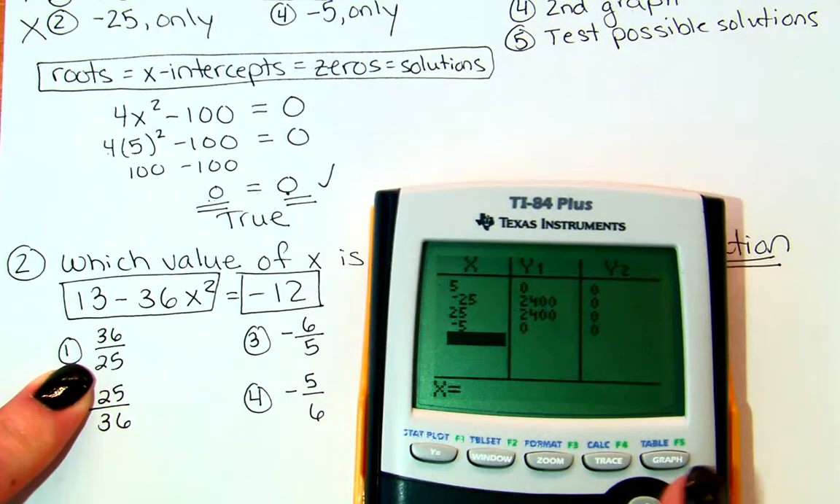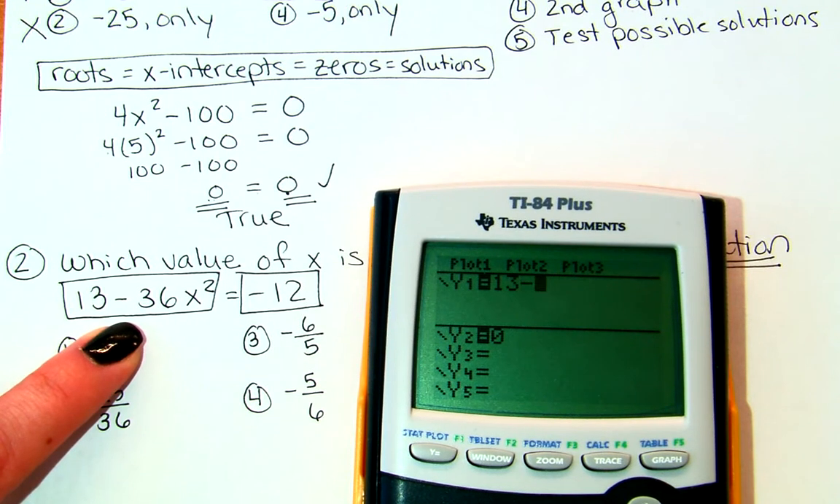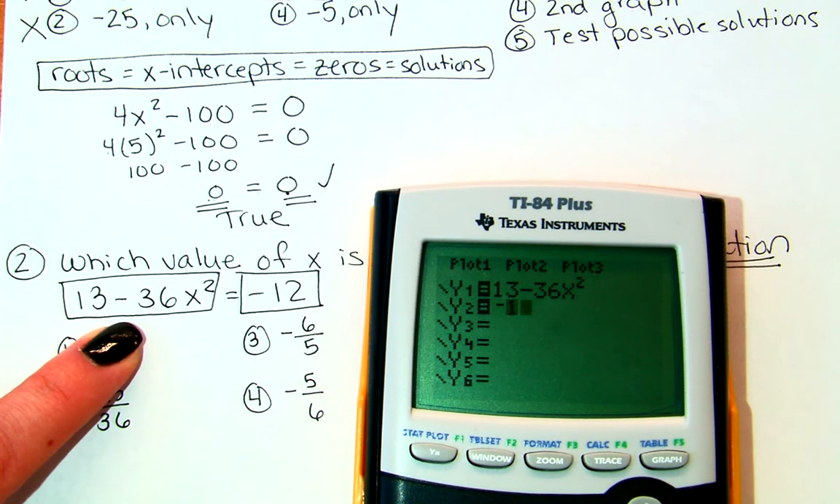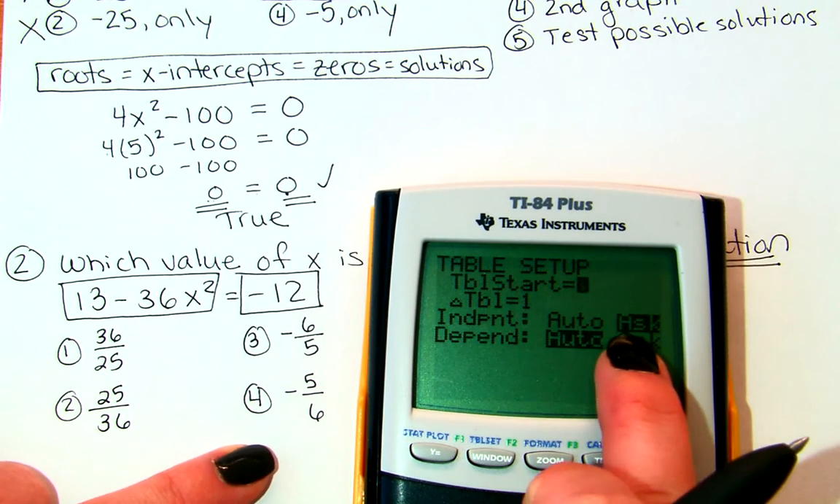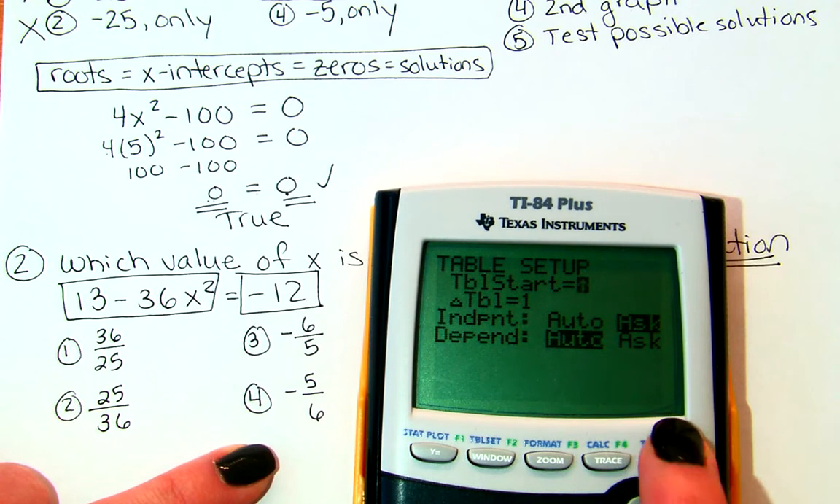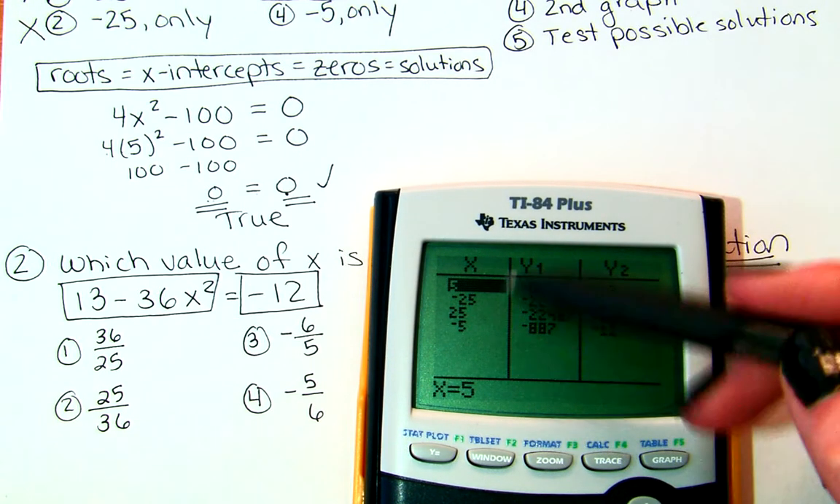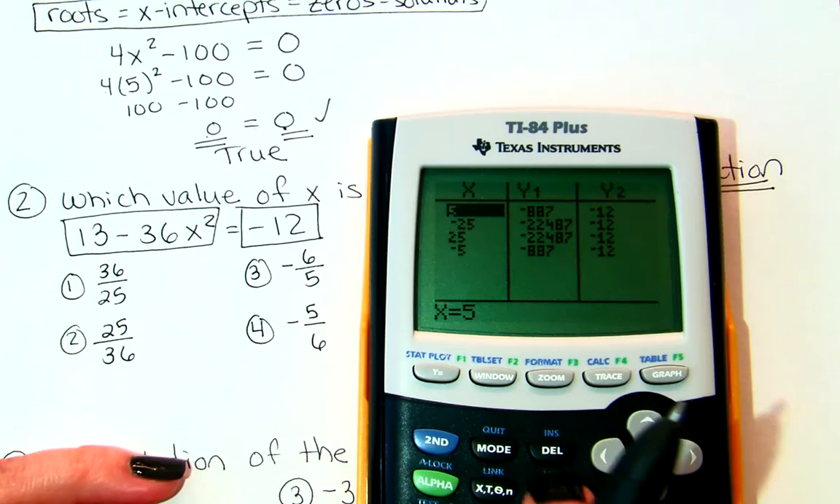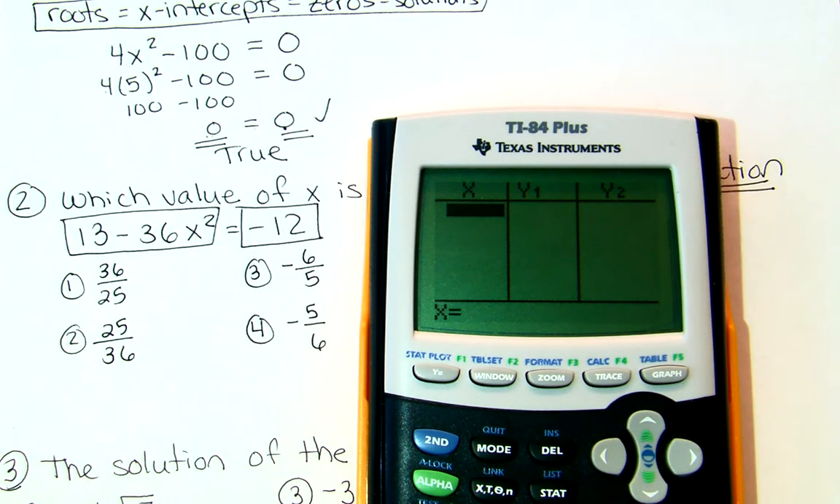So, if I go back to y equals, I can type in 13 minus 36x squared. The right side is now negative 12. That's okay, because again, we're just testing the left and right side. So I go to second window. I'm still in ask mode. I go to the table by pressing second graph. And you'll notice whatever I have left over from my previous example is here. You can press the delete button, and that will get rid of anything that's pre-existing.